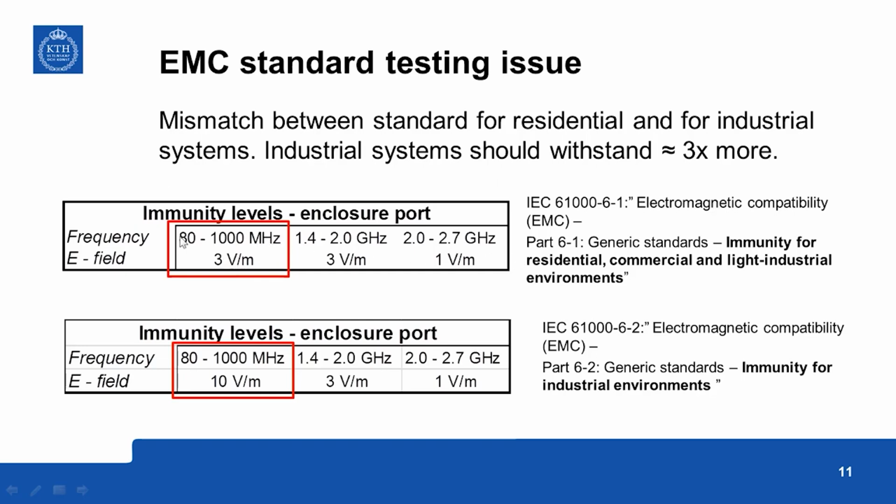For normal residential and offices, it is 3 volts per meter. So up to 3 volts per meter, it should withstand. Even if it fails at 4 volts per meter, it doesn't matter. Still, it is as per conformity. Whereas if that equipment is to be used in an industrial environment, the specification is 10 volts per meter because you have a harsher environment for the industry for this particular frequency. For other frequencies, they tend to be the same. So the environment where the equipment is to be used also comes into these standards.